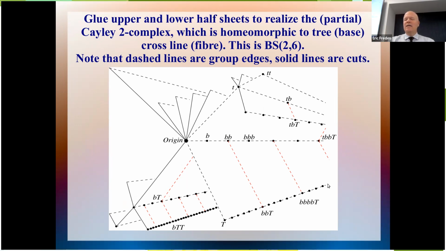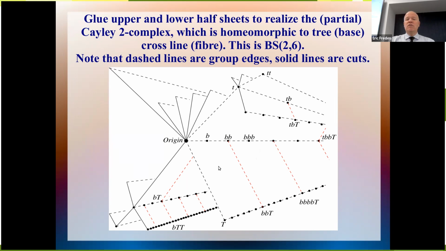Unlike the direct product of the free group and the fiber, here the horocyclic subgroup and one of its cosets, this fiber here, they're actually connected. Whereas in the free group cross, the fiber was not connected to the other. You had to go back to the origin and then. But this does have a tree cross line structure.